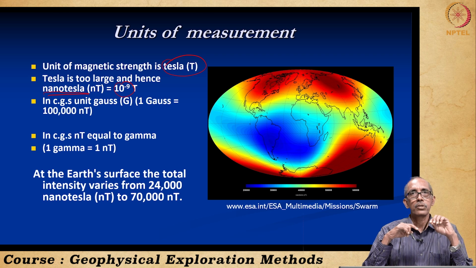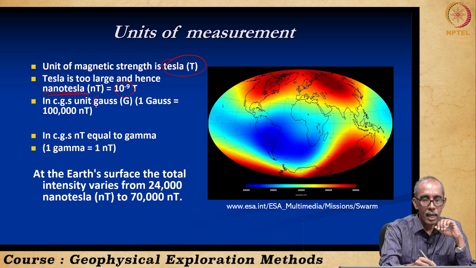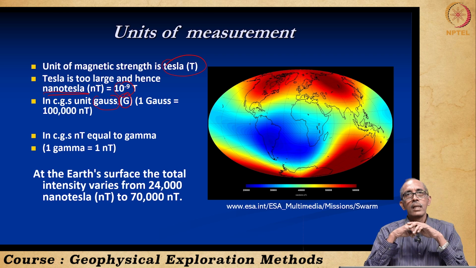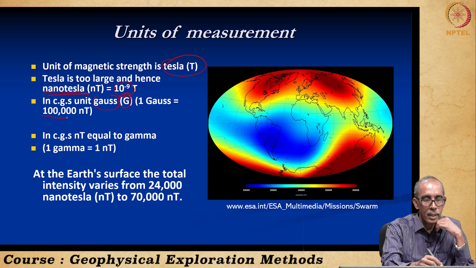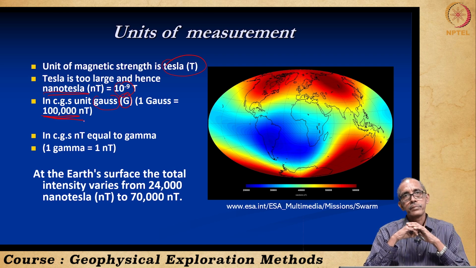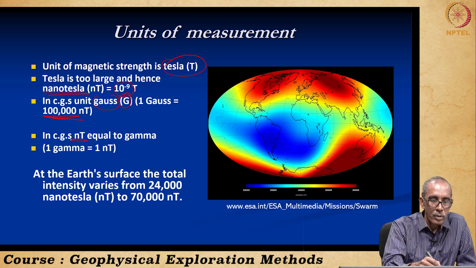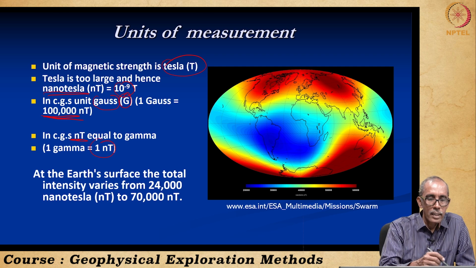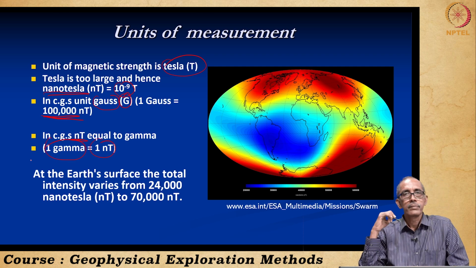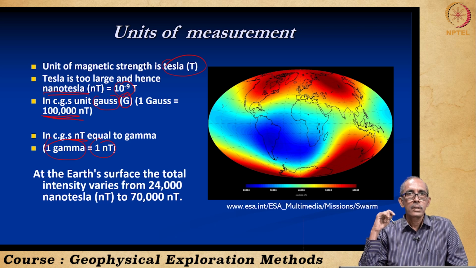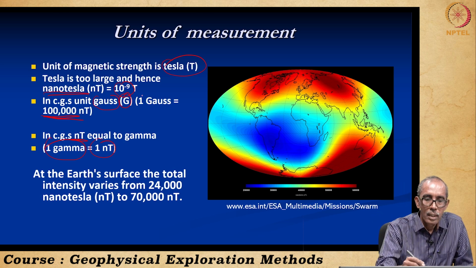Equivalent to this in the CGS unit is known as Gauss, referred to by capital letter G. 1 Gauss is equivalent to 100,000 nanotesla. In the CGS system, 1 nanotesla is equivalent to 1 gamma. So, these are the units which we often use. Many times if you are following the SI unit, we will use the nanotesla.